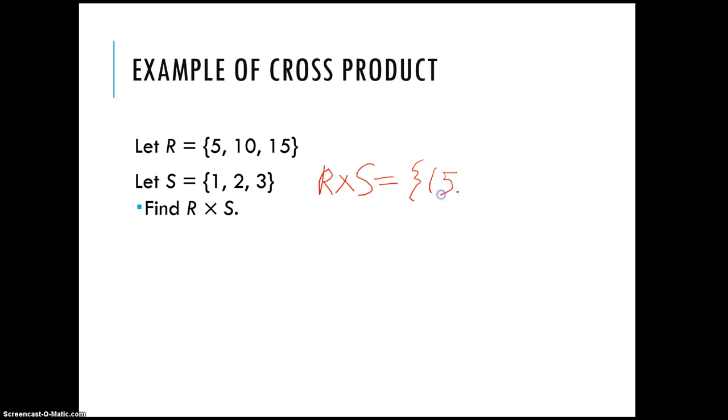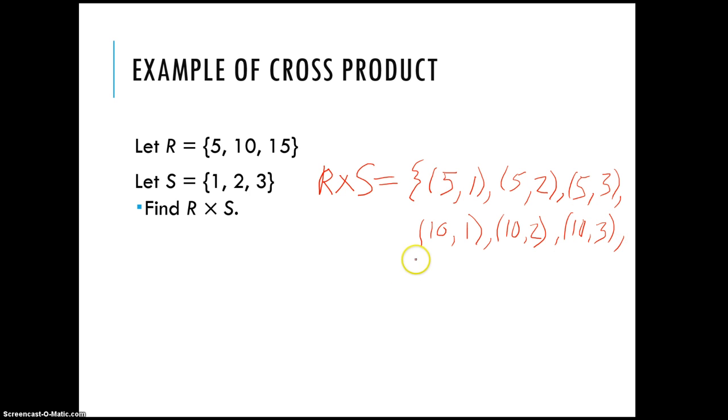So we would have 5 from the first set, you could have 1 from the second, you could have 5 from the first set with 2 from the second, you could have 5 from the first set and 3 from the second, you could also have 10 from the first set and 1 from the second, you could also have 10 and 2, and 10 and 3. I'm really sorry about my poor handwriting. And then we could have 15 and 1. We could have 15 and 2. And then we would have 15 and 3.